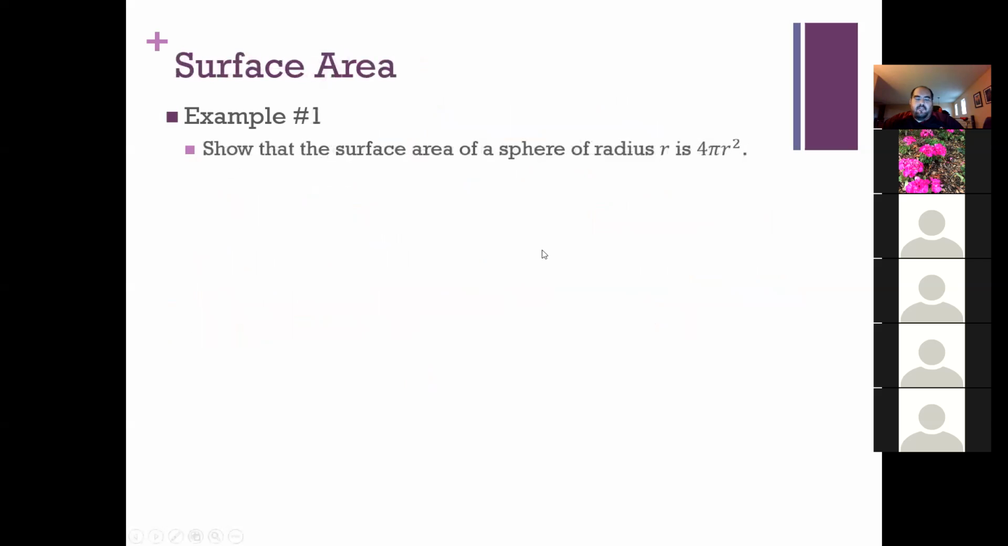All right, so last thing we're going to look at is going to be surface area. So I'm going to find the surface area of really any sphere. If you don't remember, the surface area of a sphere is 4 pi r squared, and we're going to prove that.